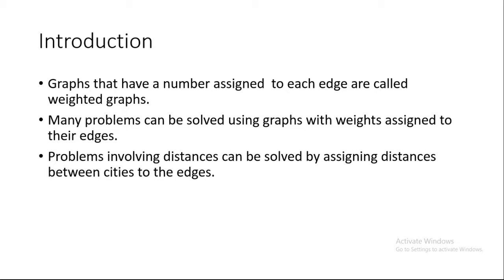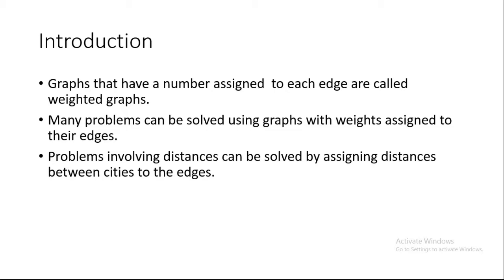Graphs that have a number assigned to each edge are called weighted graphs. As you already know, if edges are assigned some numbers or weights, then that graph is called a weighted graph. These weighted graphs are used to solve many problems. Problems involving distances can be solved by assigning the distances between the cities to the edges. So here, the weight corresponds to the distances between the cities.